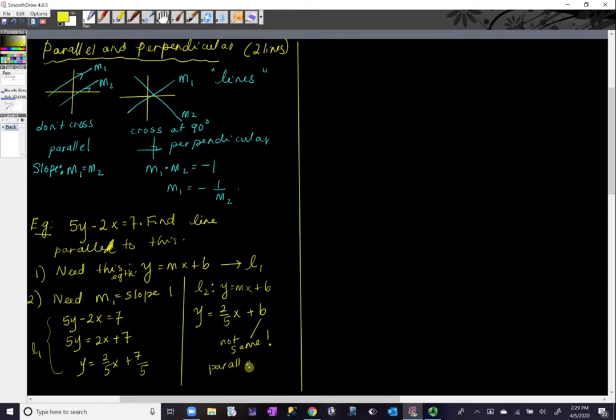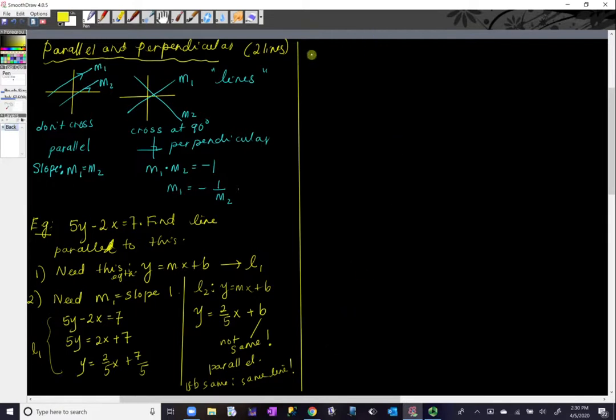If b is the same, it is the same line. If b is the same, it's just the same line, because it doesn't make a difference, right? Okay, so we will learn how to find b later.